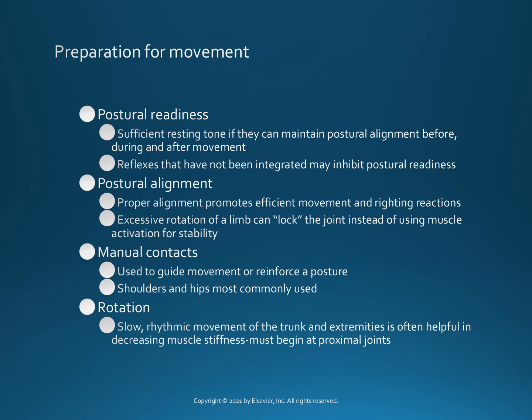We also want to look at postural alignment, because having appropriate postural alignment is necessary for safe completion of functional activities. Proper alignment also promotes efficient movement and righting reactions so that we can maintain balance. And it's important to pay attention to how children can use excessive rotation of a limb to lock the joint instead of using muscle activation for stability, and making sure that we're not allowing that rotary locking motion and promoting the muscle firing that we need to see.